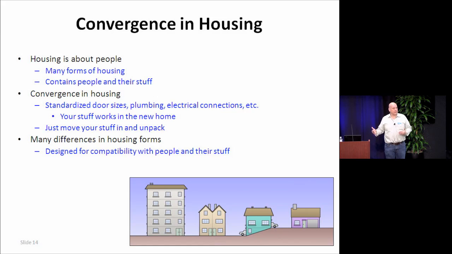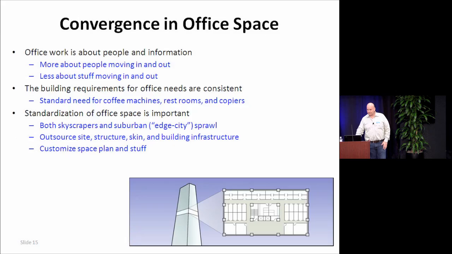If you went back 150, 200 years ago, none of that existed. The door sizes were different, the couches were different, it was like whatever, right? And so it's designed for compatibility with people and their stuff. I don't know if you've ever been into a round house, but my aunt has one, and the furniture doesn't fit against the wall. It's really kind of a drag.